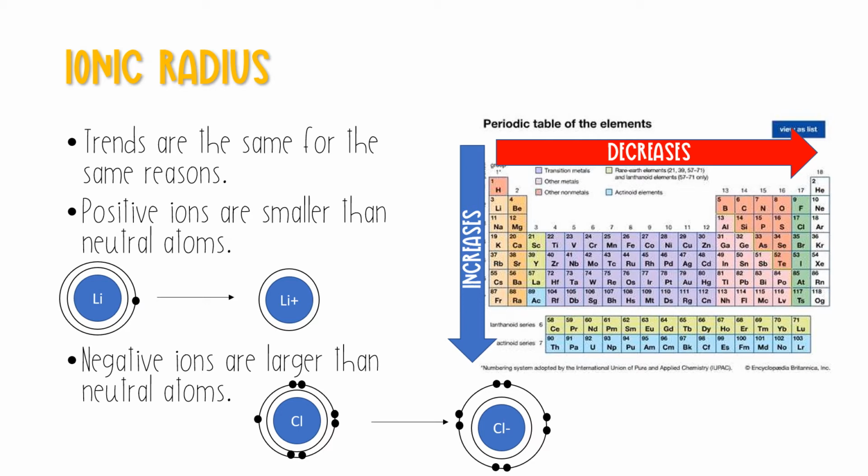Ionic radius has the same trends for the same reasons. We have 2 types of ions on the periodic table. We have positive ions, or cations. The positive ion is always going to be smaller than the neutral atom itself. That is because when an atom becomes positively charged, it loses its valence shell, thus becoming smaller. Negative ions are going to be larger because now you have extra electrons and they're able to pull away from that nucleus.